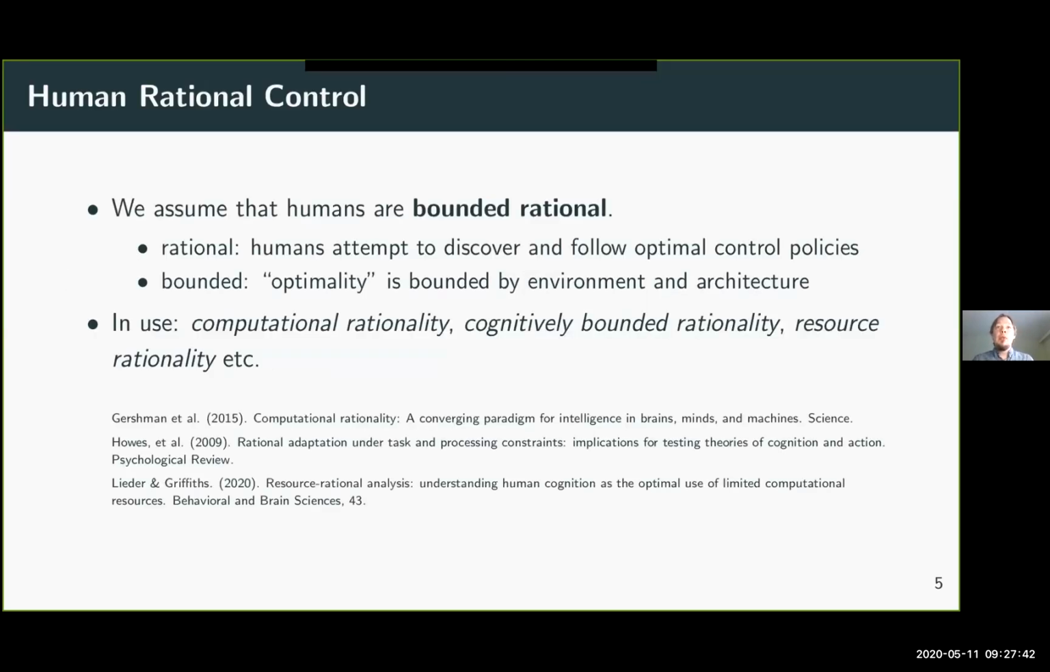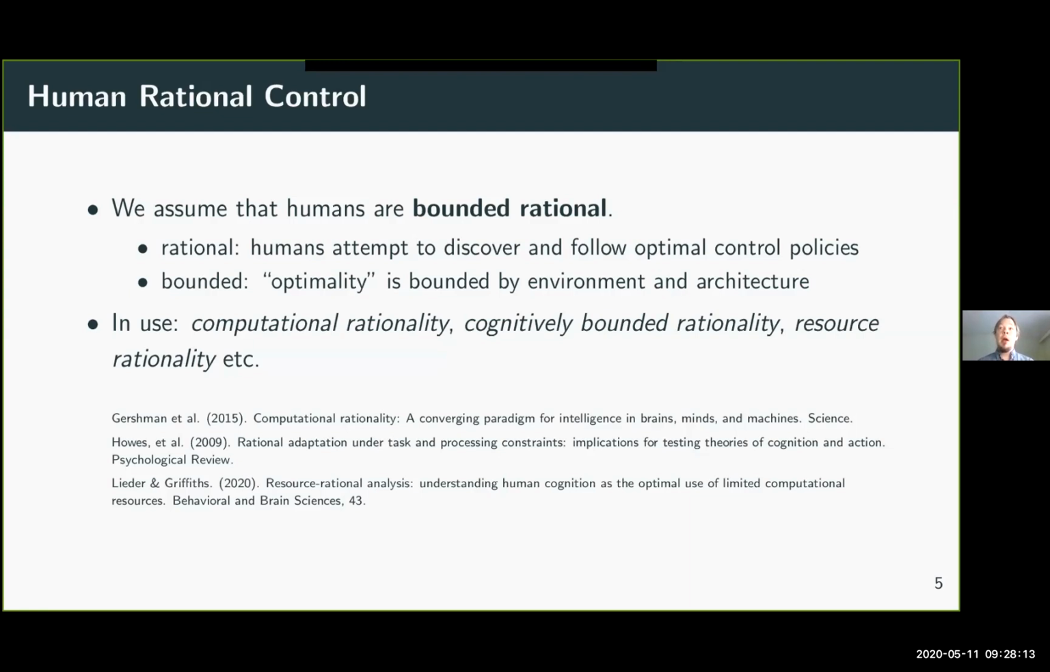So we assume that humans are rational, but within certain bounds. By rational, we mean, in the case of humans, that humans attempt to discover and follow these optimal control policies. However, we shouldn't understand this optimality too broadly. Humans are biological machines, and we are really bounded by our environment in which we work. We are bounded by our bodies, and we are bounded by our minds.